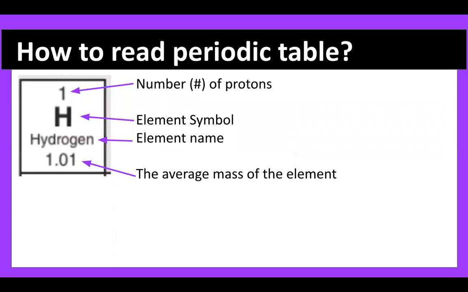The next thing you should know is how to read the periodic table. The way you read the periodic table is quite simple, right? The top number here is the proton number, the number of protons, and then you have the element symbol next, which is H, and then hydrogen, which is the name, and on the bottom is the average mass of the element. That means all the versions of hydrogen that are available on Earth have their masses averaged. So it has 1.01.